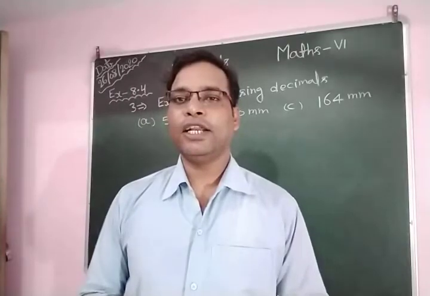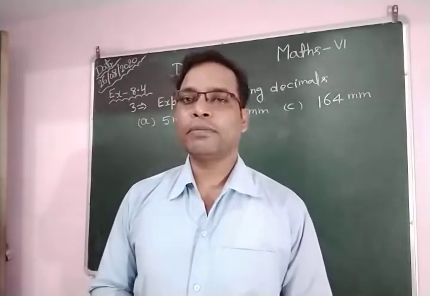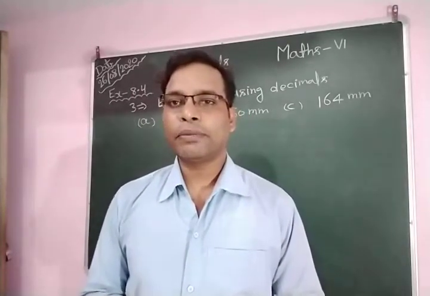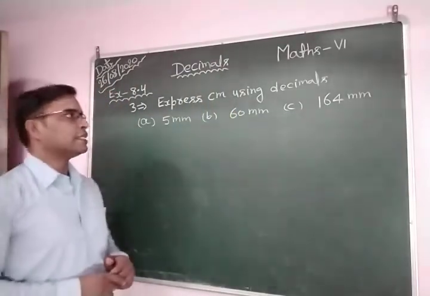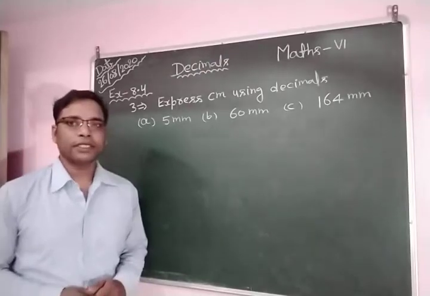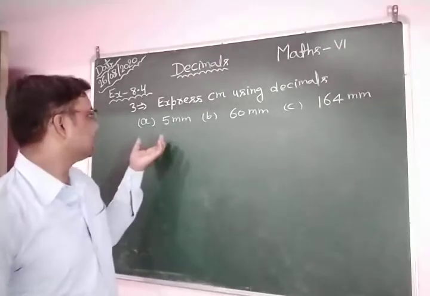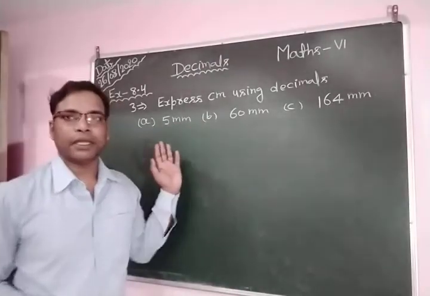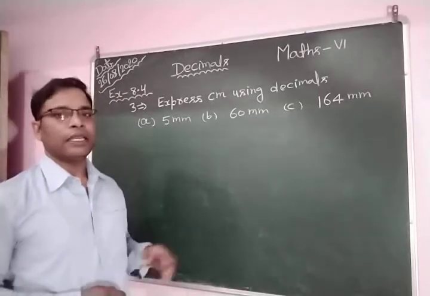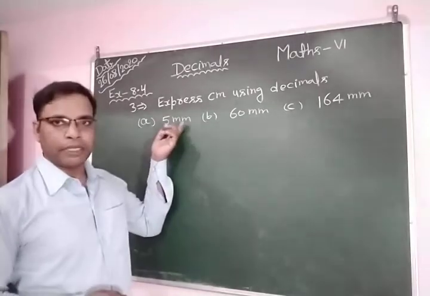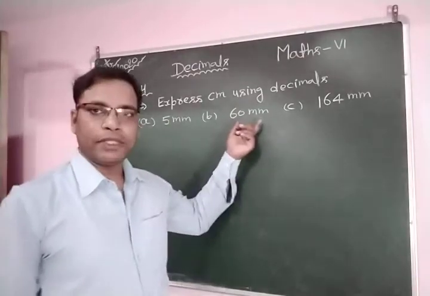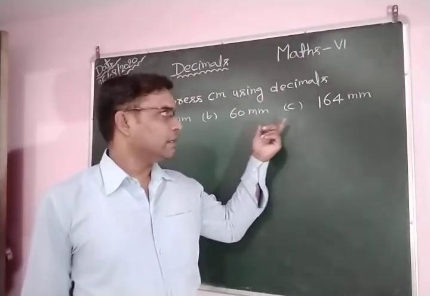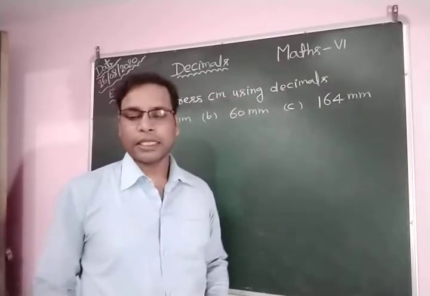Exercise 8.4, question number 3. Express centimeters using decimals. You can see the parts of question number 3: A, B, C. The given values are 5 millimeters and 60 millimeters. We represent millimeter as mm and centimeter as cm.